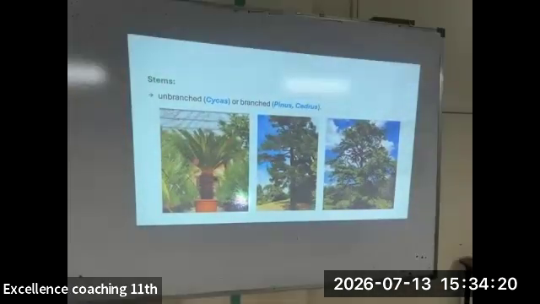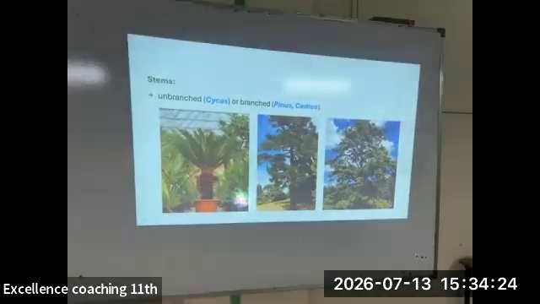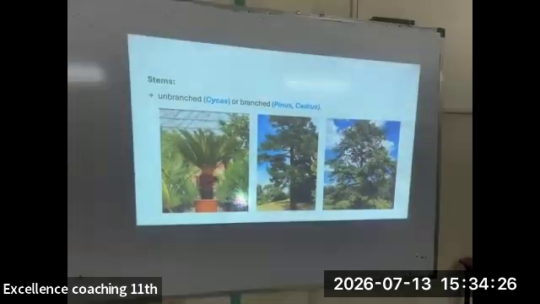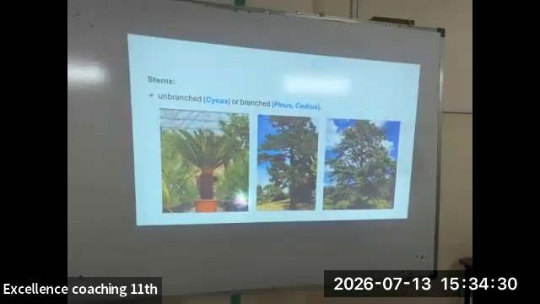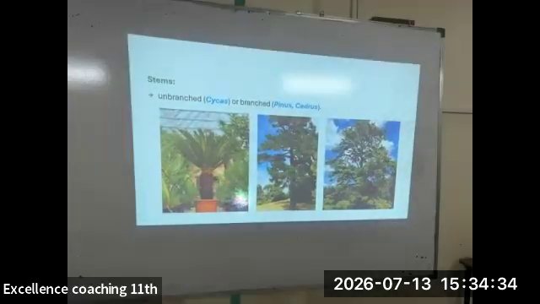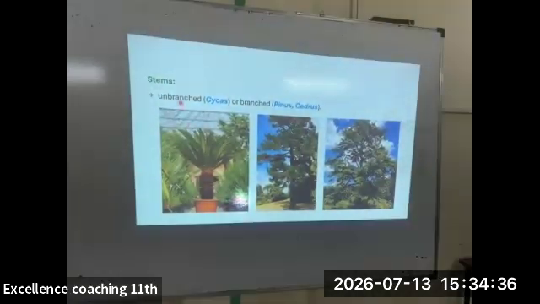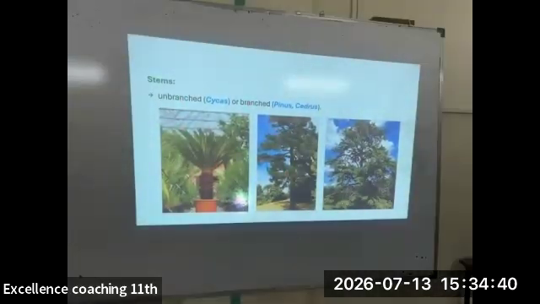Okay. So these are the examples of gymnosperms. First is Cycas. Have you seen this anywhere? This is a very common ornamental plant, right? Cycas. This is Pinus, and this is Cedrus. So Cycas is an example of an unbranched stem. There is no branching present here, and branching is present in Pinus and Cedrus.